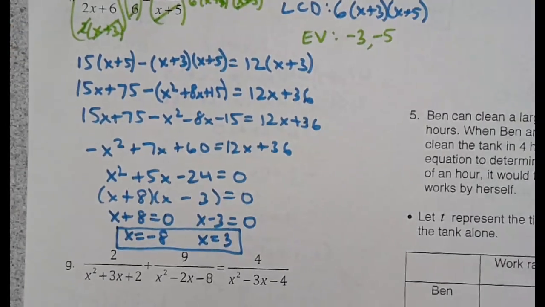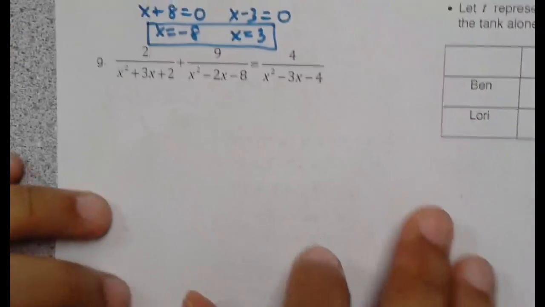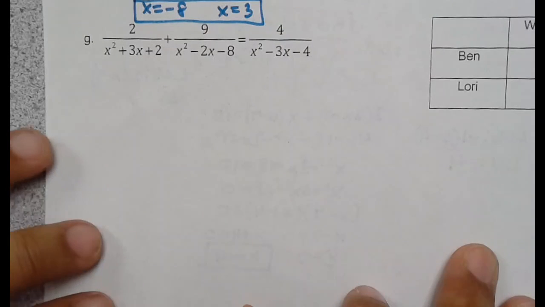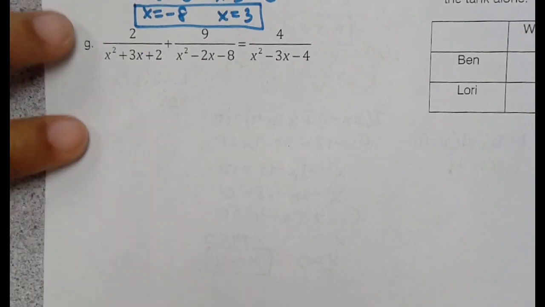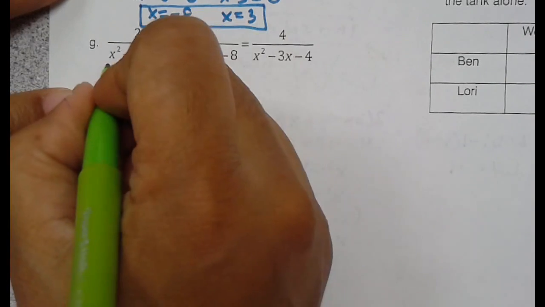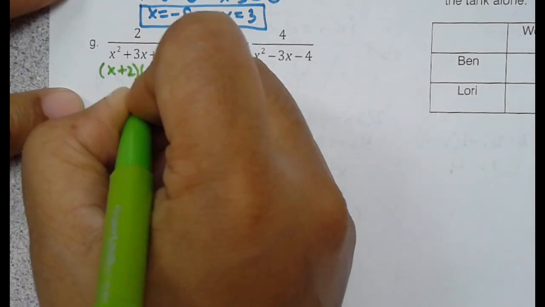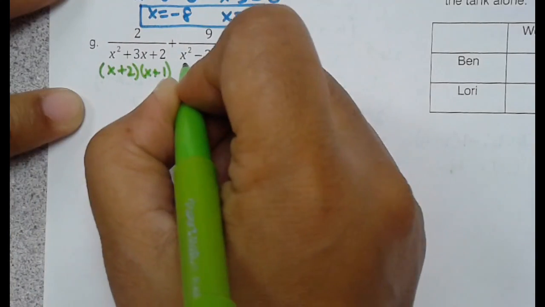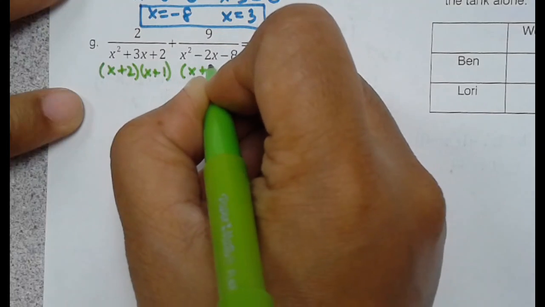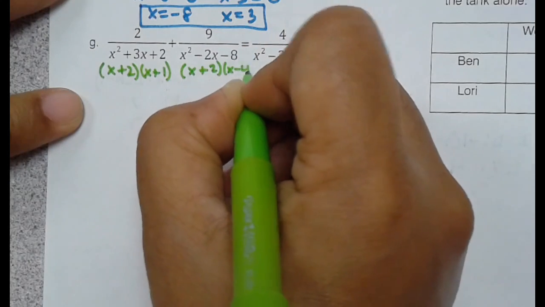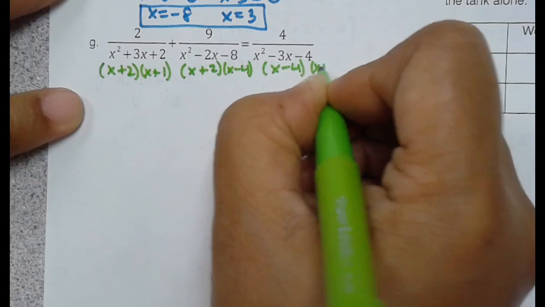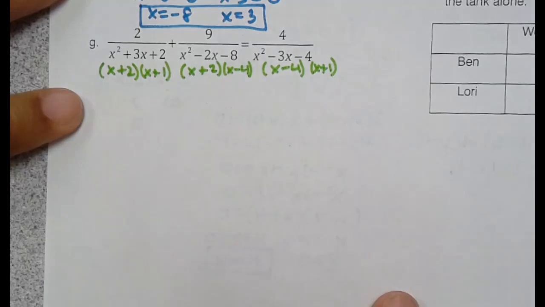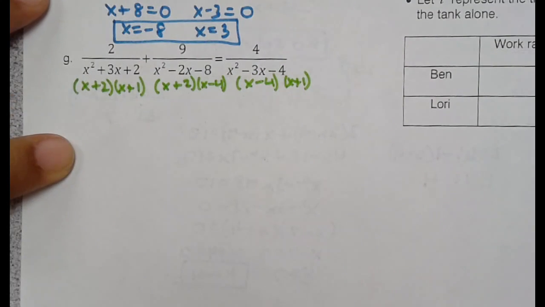All right, let's go ahead and take a look at this last one. You should try this one on your own and pause it and then see if you get the right answer at the very end. All right, hopefully you've had a chance to try it. And let's go ahead and factor this bottom. Here we have an x plus 2 and an x plus 1. Here we have an x plus 2 and an x minus 4. This last one will be an x minus 4 and an x plus 1. All right, let's figure out the LCD.